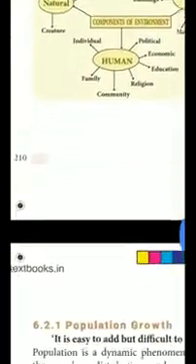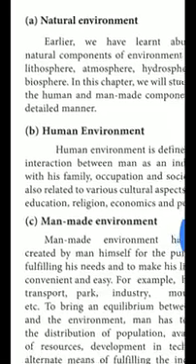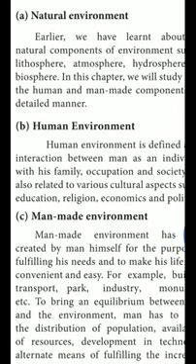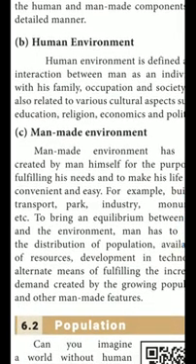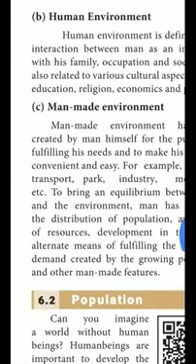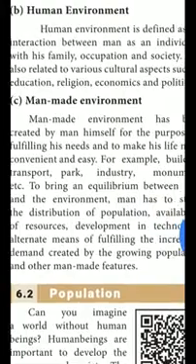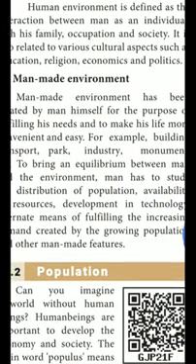Okay, classification of environment. First one, natural environment. What do you know about this natural environment? Already we have learned, isn't it? What is the natural environment? Lithosphere, atmosphere, hydrosphere, and biosphere. Next, human environment. What do you know about this human environment? It is defined as the interaction between man as an individual with his family, occupation, and society. It is also related to various cultural aspects such as education, religion, economics, and politics.